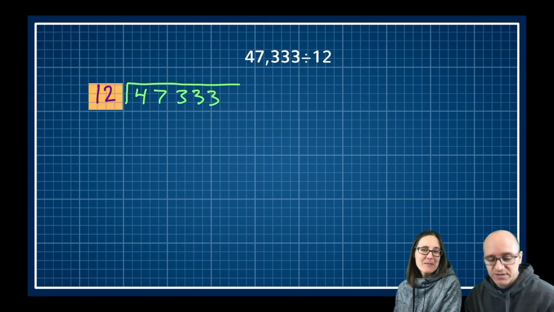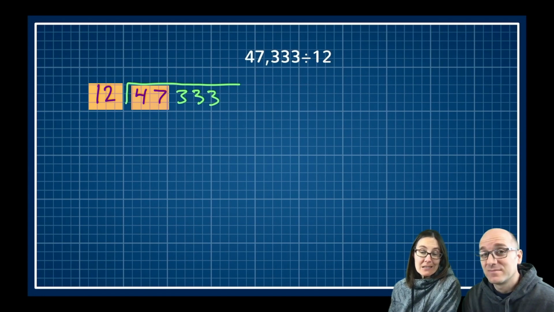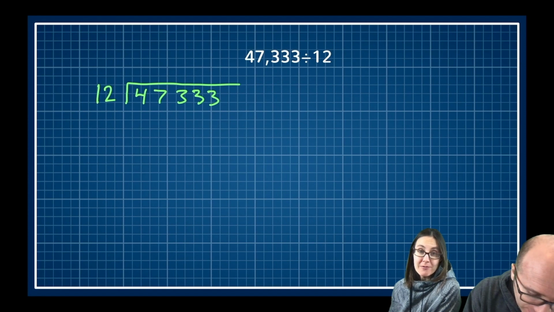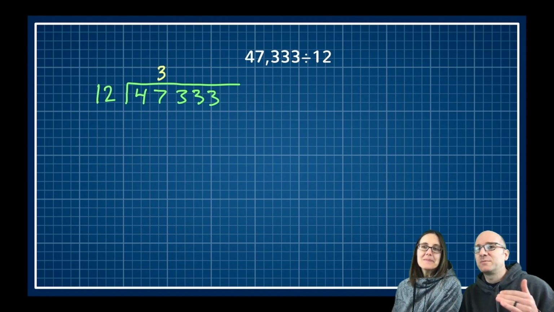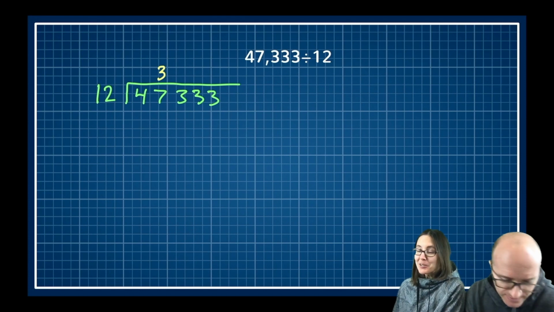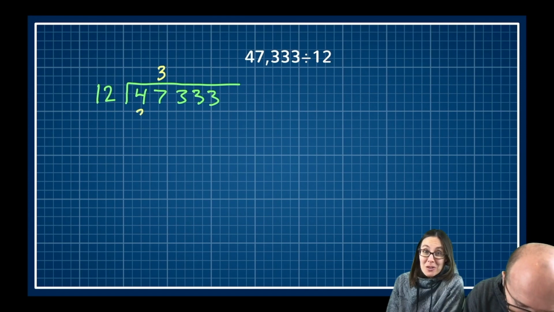All right, so 12 doesn't go into 4, or it goes in 0 times. What about 47? 12 times 4 is 48, so we need 3. Because 12 only goes in 3 times. 4 times would be too many. 4 12s. There you go. Okay. I told you I was a little rusty on this, guys. It's okay. And the only way I'll get better is with practice.